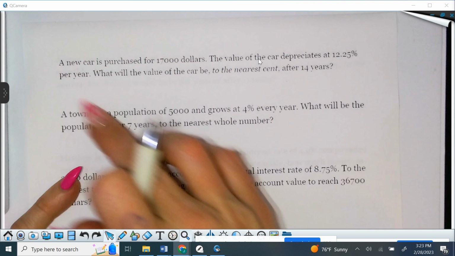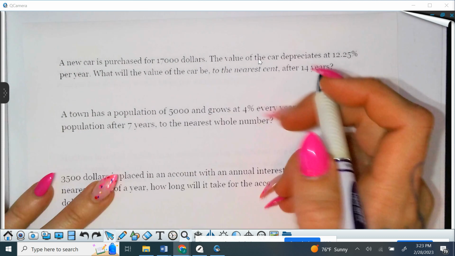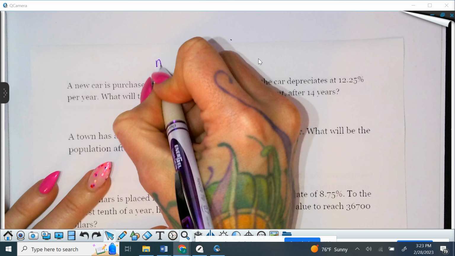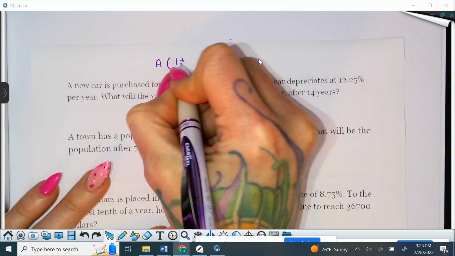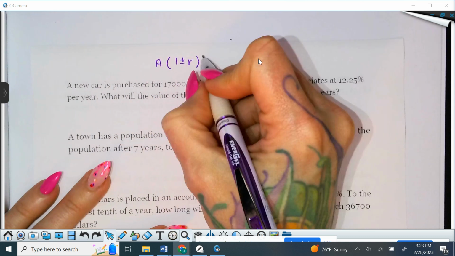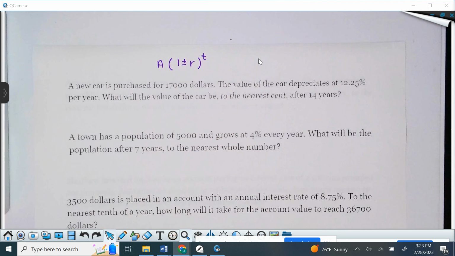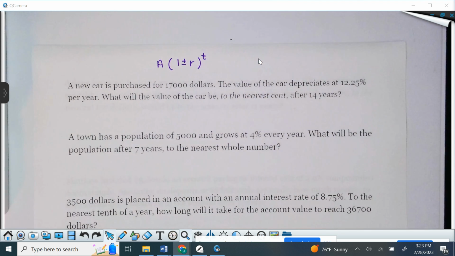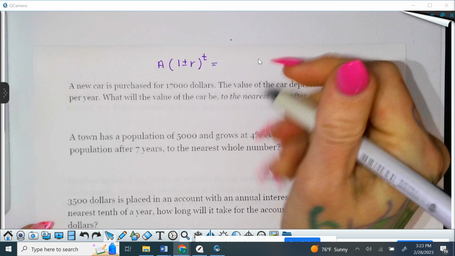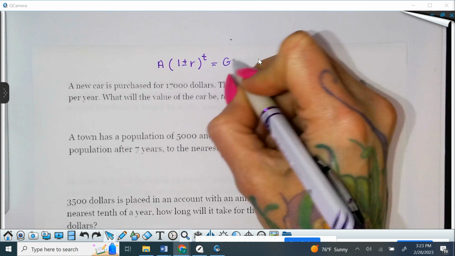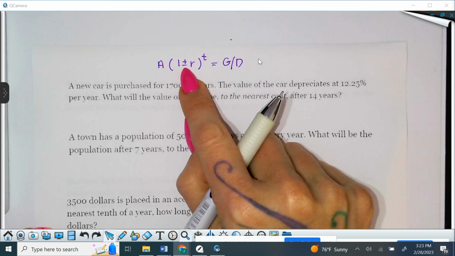So a new car is purchased. So remembering growth and decay, you're going to start with your initial amount, times 1 plus or minus your rate of change as a decimal, raised to the amount of time we're tracking it. And that's going to give us our output. So that's going to be our growth or decay, depending. If it was decay, it's going to be subtraction. If it's growth, it's going to be addition.